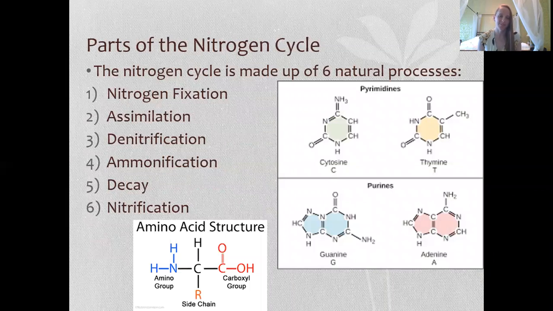So these are the 6 different parts of the nitrogen cycle: nitrogen fixation, assimilation, denitrification, ammonification, decay, and nitrification. These other images that you see on the screen here are not things that you have to memorize. These are just some different examples of the nitrogenous bases in your DNA. And as you can see, there's lots of nitrogen in them. And then this is a structure of an amino acid, which again is the building blocks for your proteins.